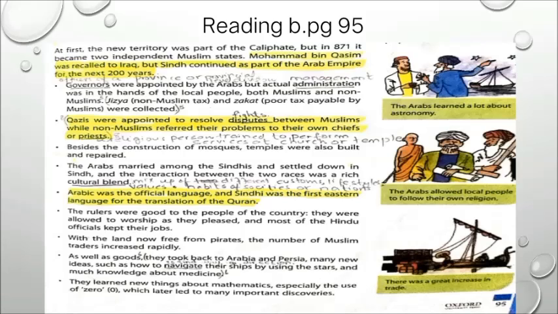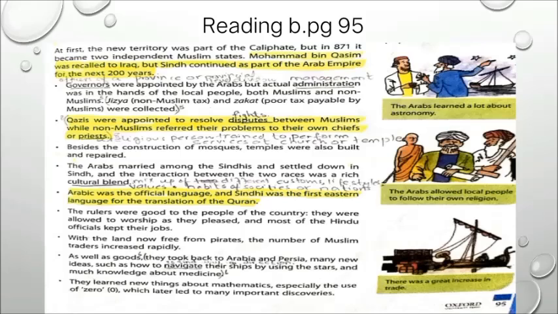Point number 3. Besides the construction of mosques, temples were also built and repaired. This was also one of the positive points of the Arab Empire, that they allowed non-Muslims to freely practice their religion by letting them build their temples or repair them, the way they allowed Muslims to follow their own religion and to build mosques. Point number 4.